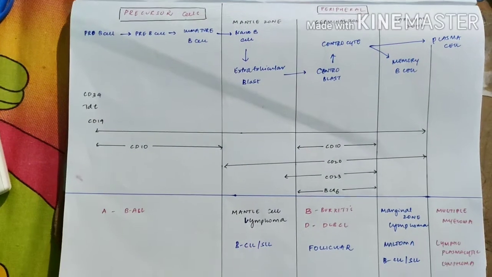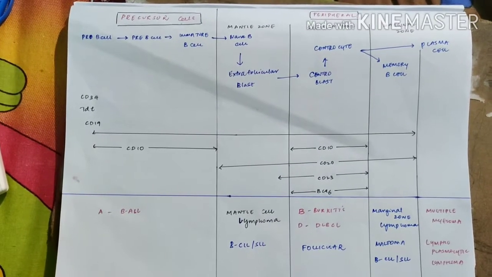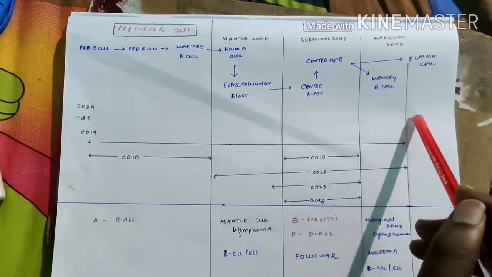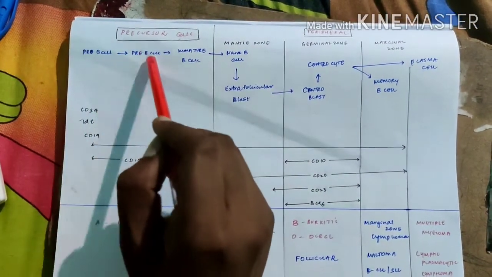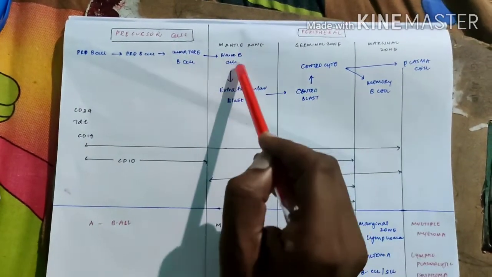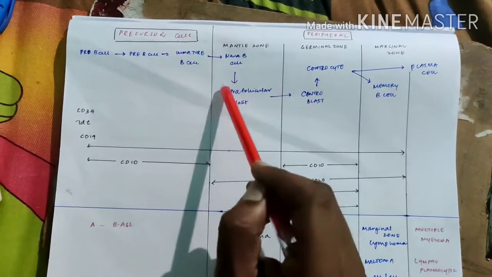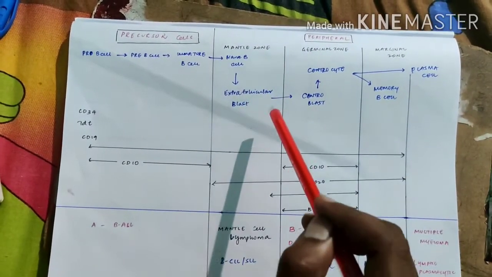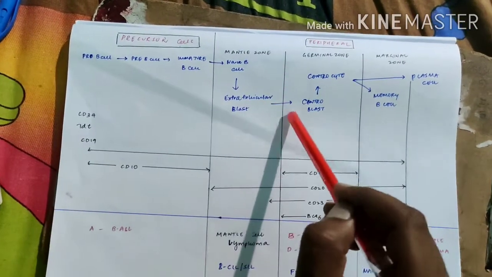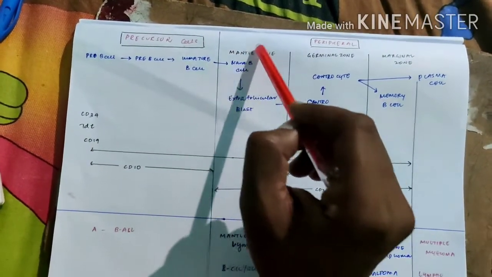I want you guys to learn about B cell markers first. This is the way you have been taught in class, how pro B cell converts to pre B cell and a mature B cell. It will go into the mantle zone as a naive B cell, and forms an extrafollicular blast. Follicular means it looks like a follicle, where around the germinal center the blasts will proliferate like this. So this is the extrafollicular zone, that is the mantle zone.